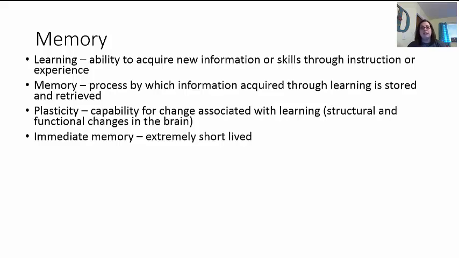Now, there are different types of memory. The first type of memory is called immediate memory. This is an extremely short memory. This memory, if you don't continue to recite something, will only last a few seconds, okay? And this a lot of times happens when you have to look up a phone number or something like that, and you're like, hey, remember this number, and you say it, and if you don't say it again, it's gone, okay? That's immediate memory. You've got to use it right away or it's gone.